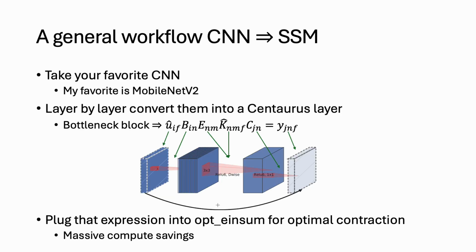So how do we take a CNN and map it to an SSM in practice? It is actually not super hard. First, you take your favorite CNN, which can be off the shelf. For example, my favorite network is MobileNet V2 because it has a unique bottleneck structure. So now I take the core bottleneck layer and map it to a tensor network, or an Einstein expression, as shown here. Since the tensor dimensions are usually fixed during training, you can just do an exhaustive search to find the optimal contraction order, and this is just a one-time cost you pay upfront.